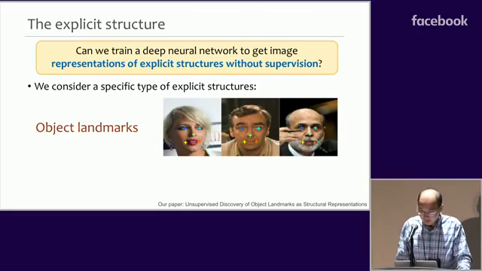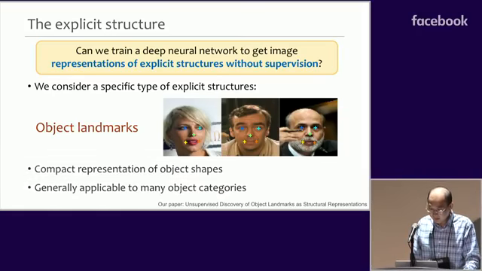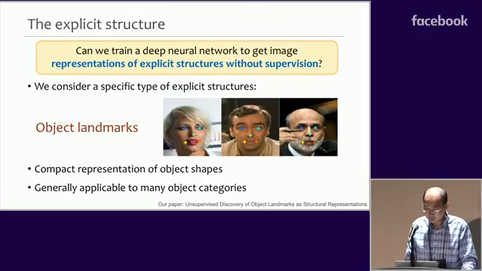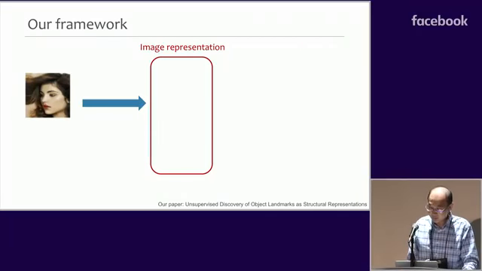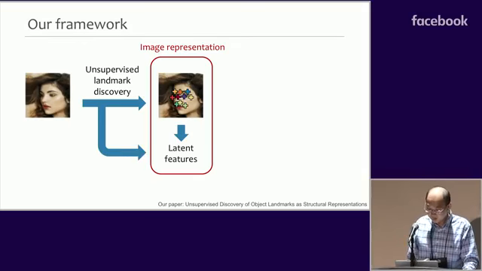We define the landmarks as the salient points that are semantically consistent across objects in the same category. They can encode the shape and pose of an object compactly, and they can be applied to many object categories. To extract the representation of an object, we propose a model to discover the landmarks as a structural component. Our model can also extract additional latent features based on the landmark locations, making the representation more informative about the object appearance.